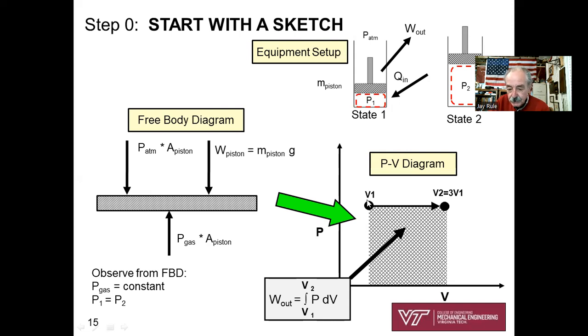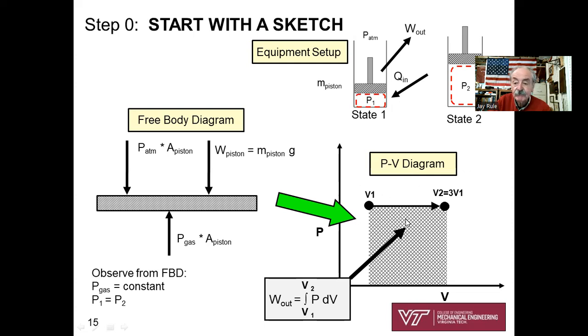And so I'm showing state 1, and here's V1, volume 1, okay? Constant pressure process. I remember from the problem statement, volume triples. V2 is 3V1, and there's my final state. So I've drawn 2 state dots and an arrow depicting the quasi-equilibrium process.